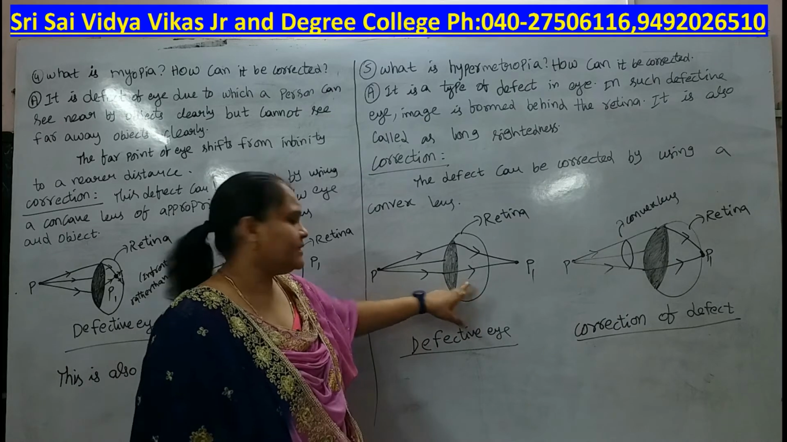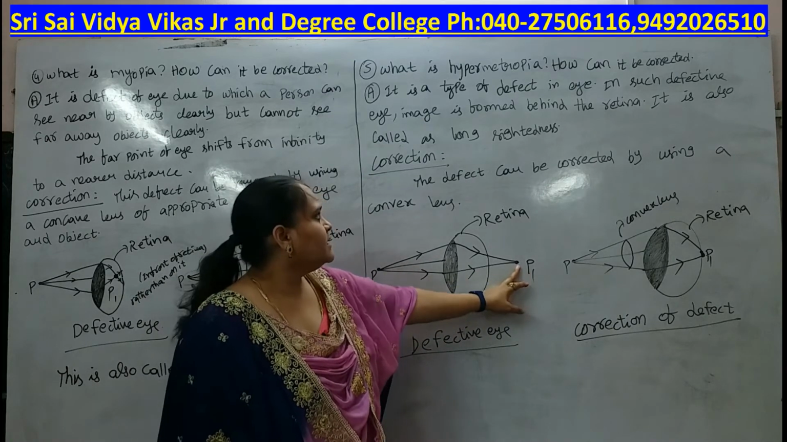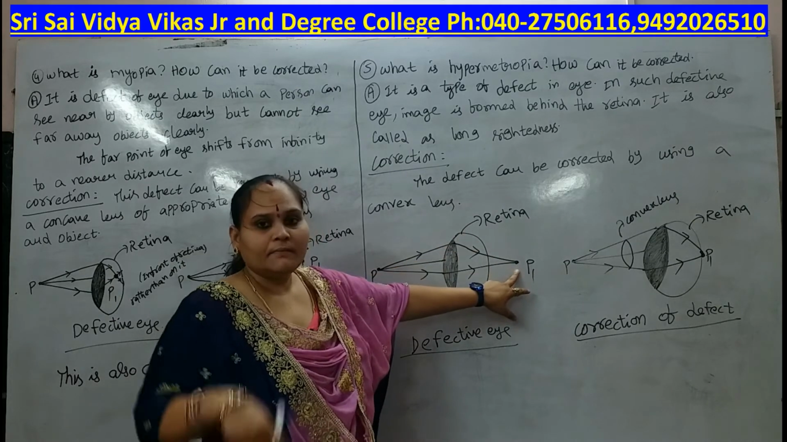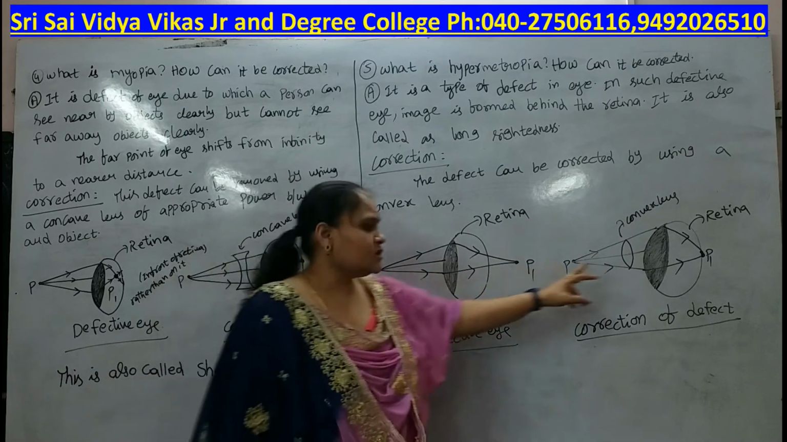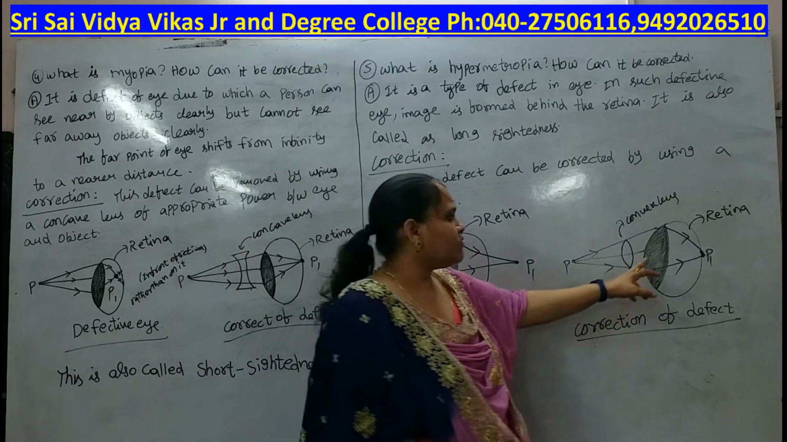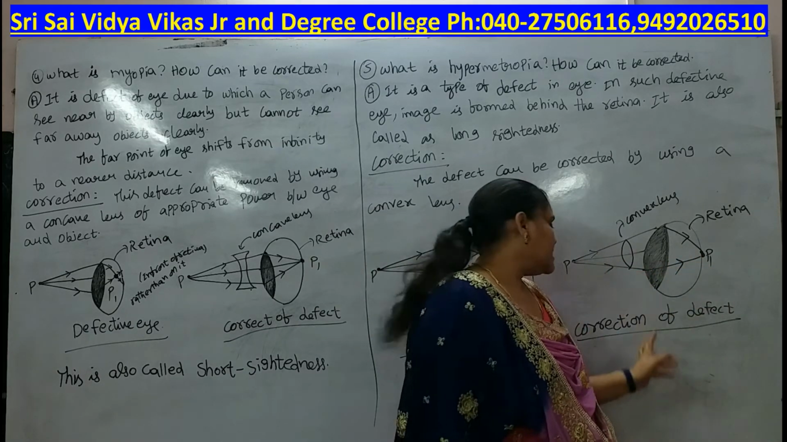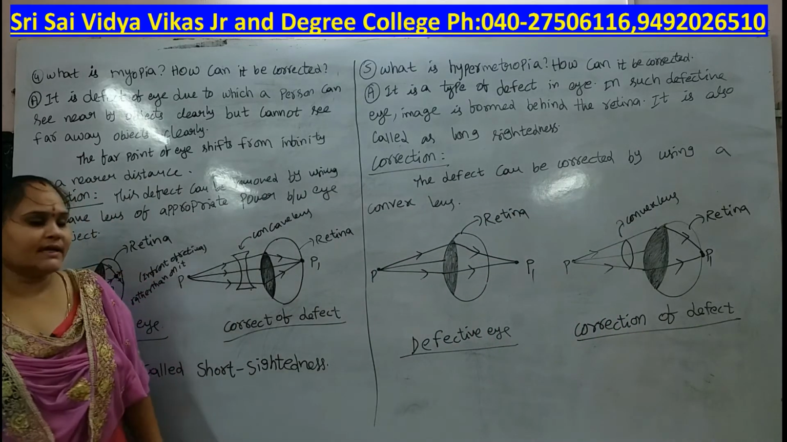This is our eye, this is the retina, this is the object, and the image is formed behind the retina. This is the defective eye. But when we use a convex lens, the image is formed on the retina. Here the image is formed at P1 by using the convex lens. This is the correction of the defect. So this is long-sightedness.